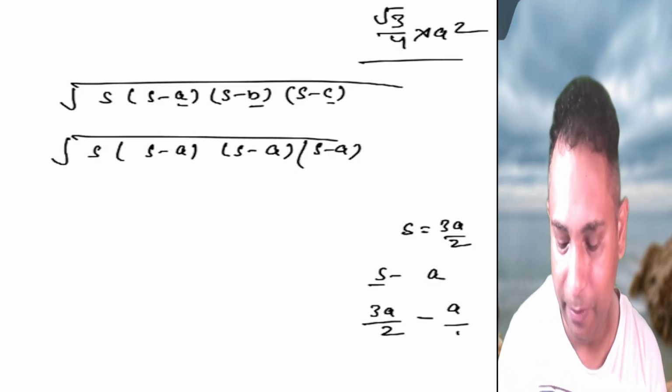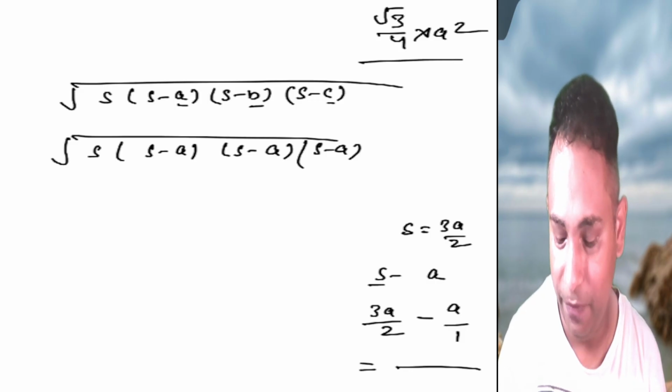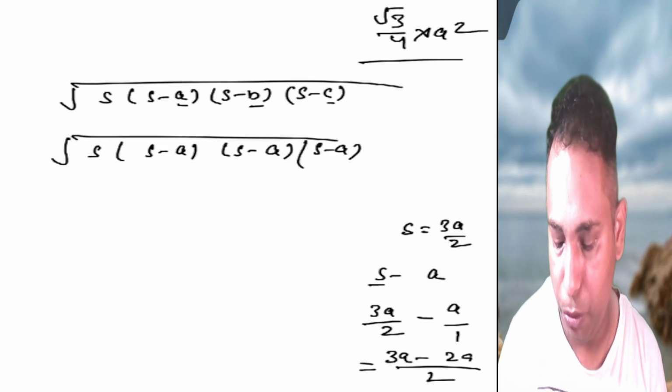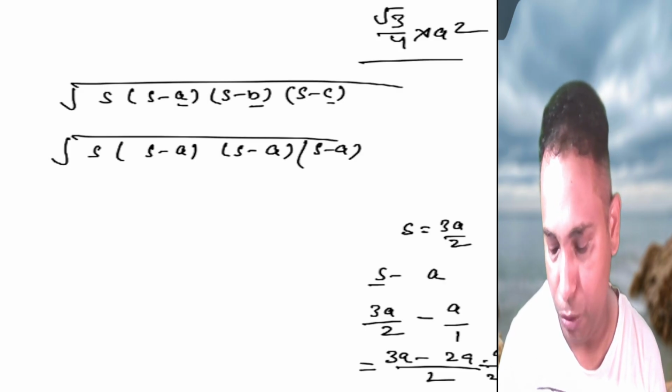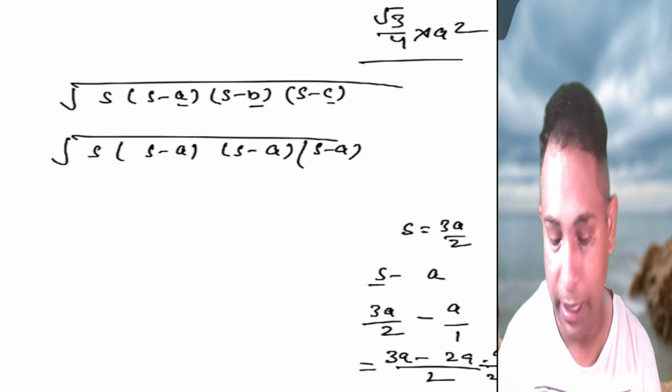We are writing A by 1. Fractional subtraction is there. We'll take the LCM of 2 and 1. We'll get 2. 2 ones are 2. It will be 3A. 1 twos are 2. It will be 2A. And that means 3A minus 2A, A by 2. It is A by 2. And we can say that S minus A is equal to A by 2.